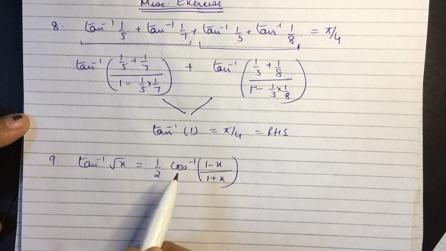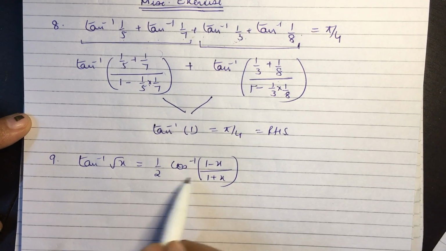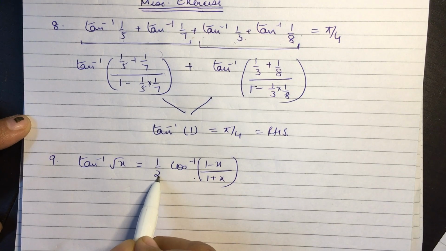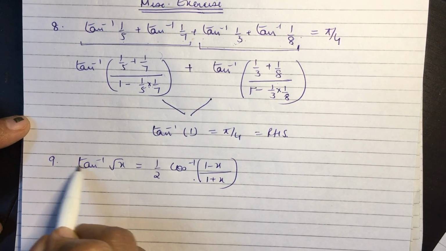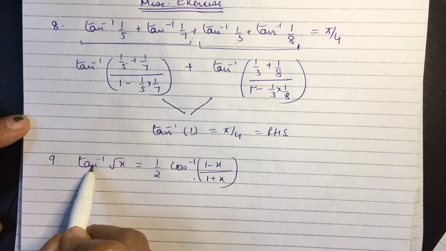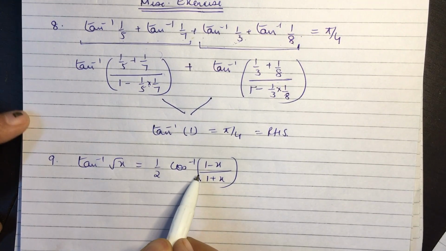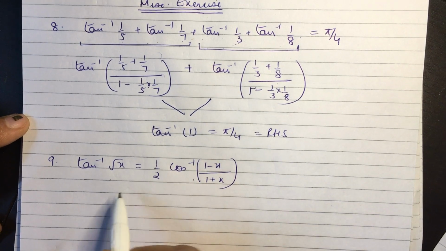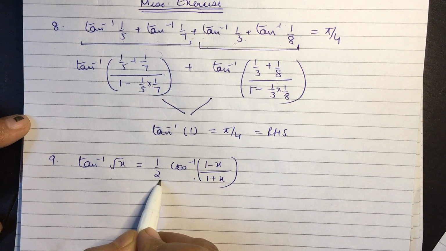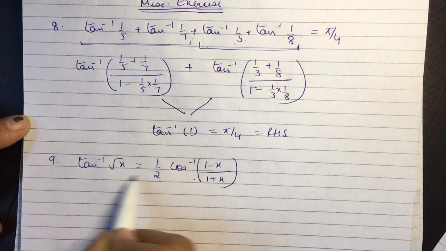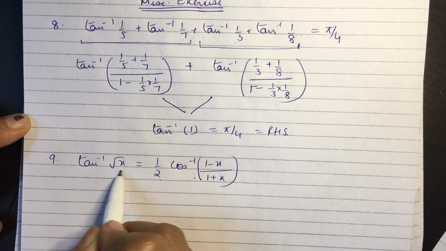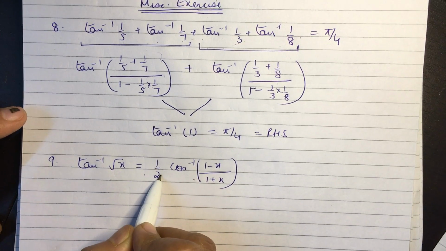Now one thing which needs to be kept in mind is that it's a proof question. You cannot take this 2 to the other side. Otherwise directly this comes in the standard form of 2 tan inverse, and which can be converted to cos inverse. But that cannot be done. It's a proof question. It's not an equation where you can start with both the sides together.